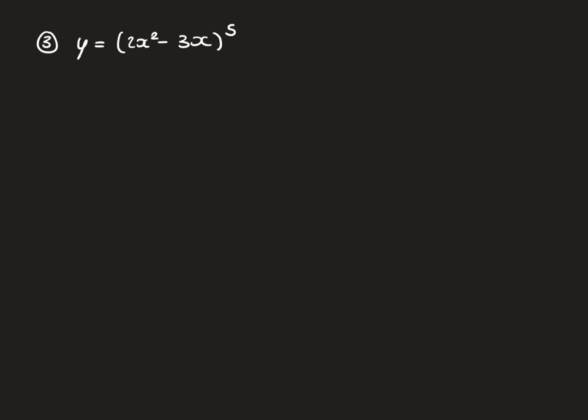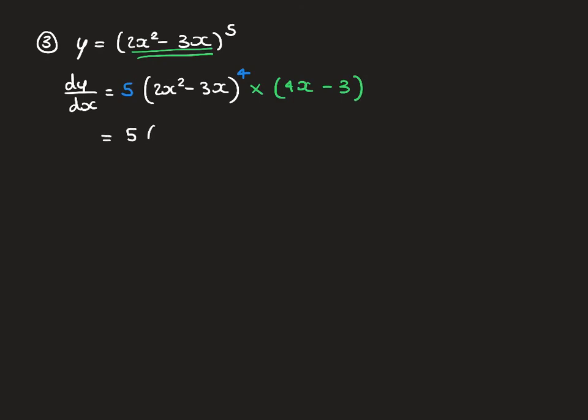Question 3, a slightly more complex inner function here. So as before, multiply by the power, reduce the power by 1, so it drops down to 4, and then multiply by the derivative of the inner function. Now the derivative of the inner function is 4x minus 3. And we might just tidy this up. 5, 4x minus 3, 2x squared minus 3x to the power of 4.